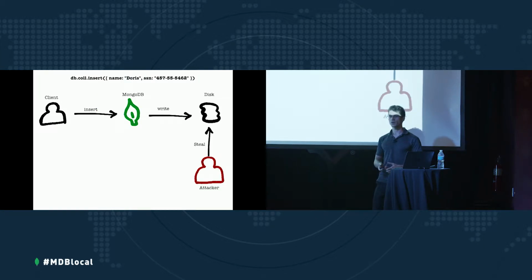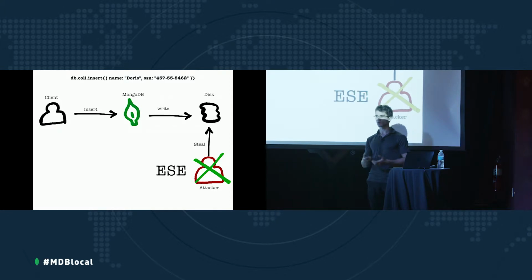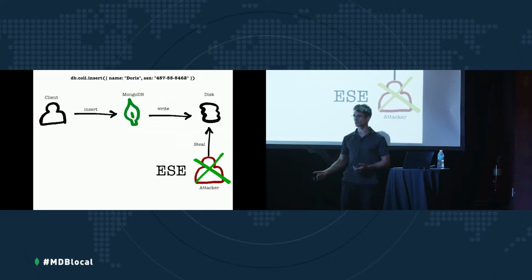What if an attacker were to somehow get access to your disk, and since your data is persisted in plain text, they could scrape the disk for that unencrypted SSN? Well, the encrypted storage engine protects against just this. It will encrypt before persisting.